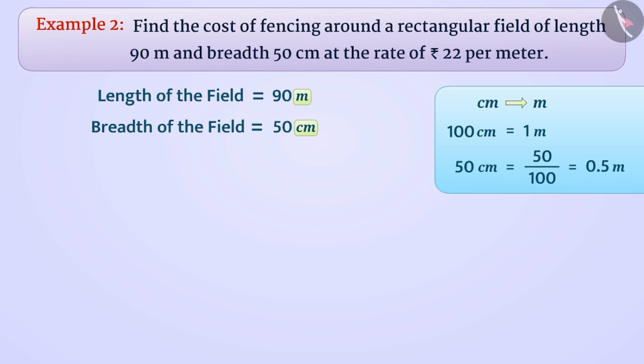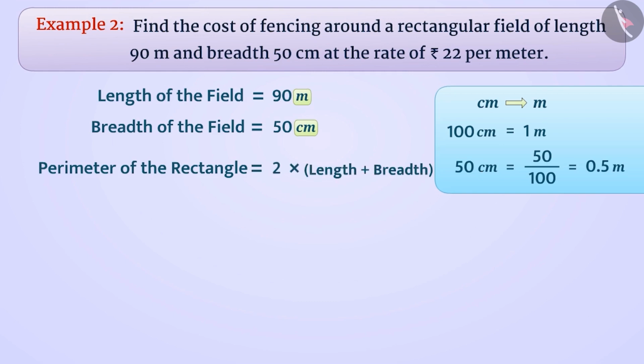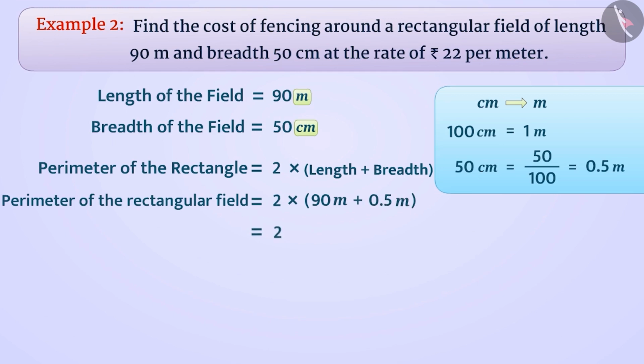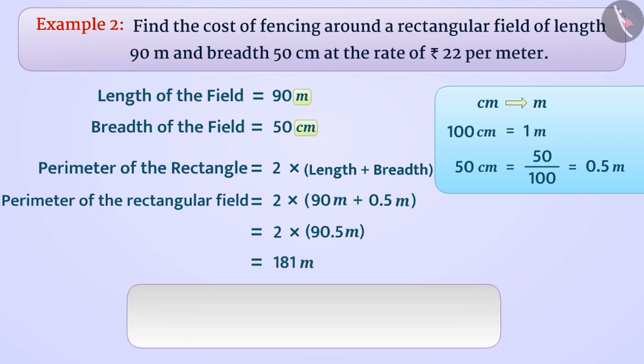Now, in order to find the total cost of building the fence, we need to find the perimeter of the ground. In the previous video, we learned that the perimeter of a rectangle is 2 into (length plus breadth). Therefore, the perimeter of the rectangular field is equal to 2 into (90 meters plus 0.5 meter), which is equal to 2 into 90.5 meters, which is equal to 181 meters.